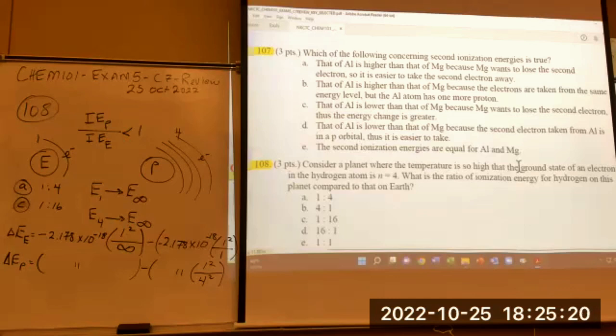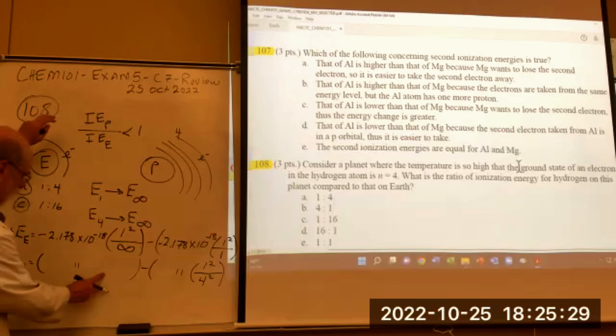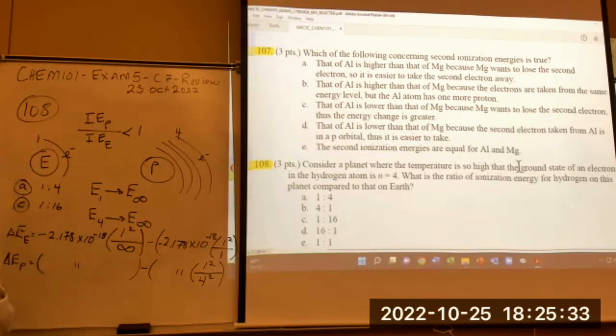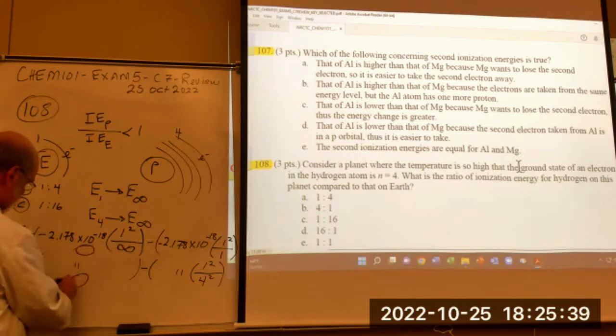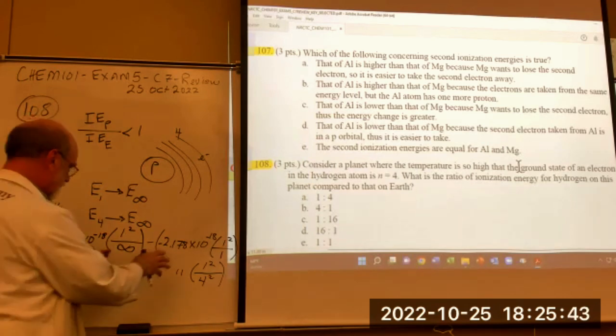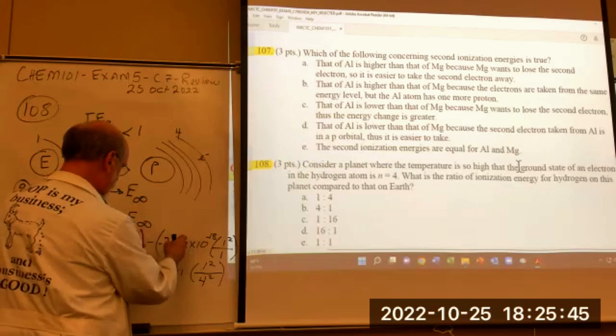Okay, so what's the ratio here? The ratio is this one divided by this one. So notice that this value here goes to zero. That's zero because of this infinity. So we're really looking at this one divided by that one.